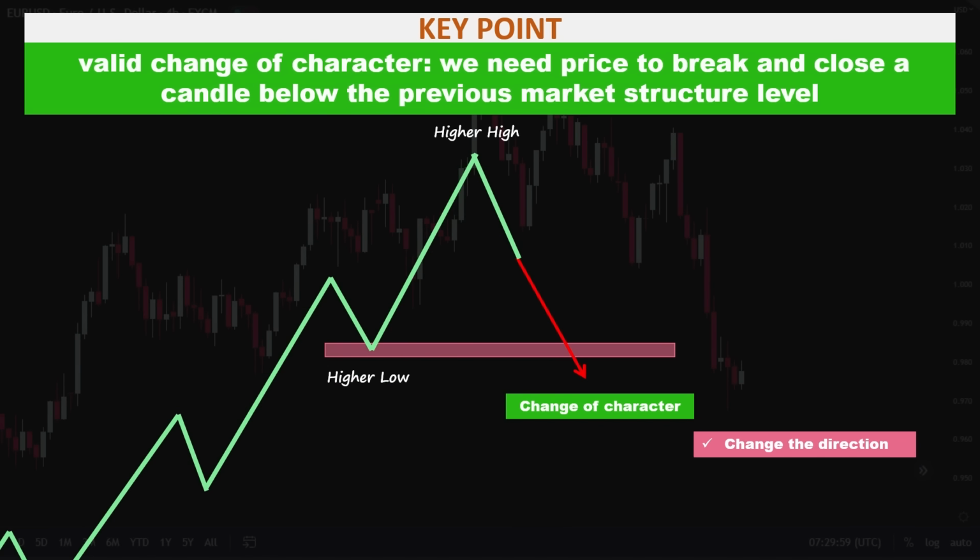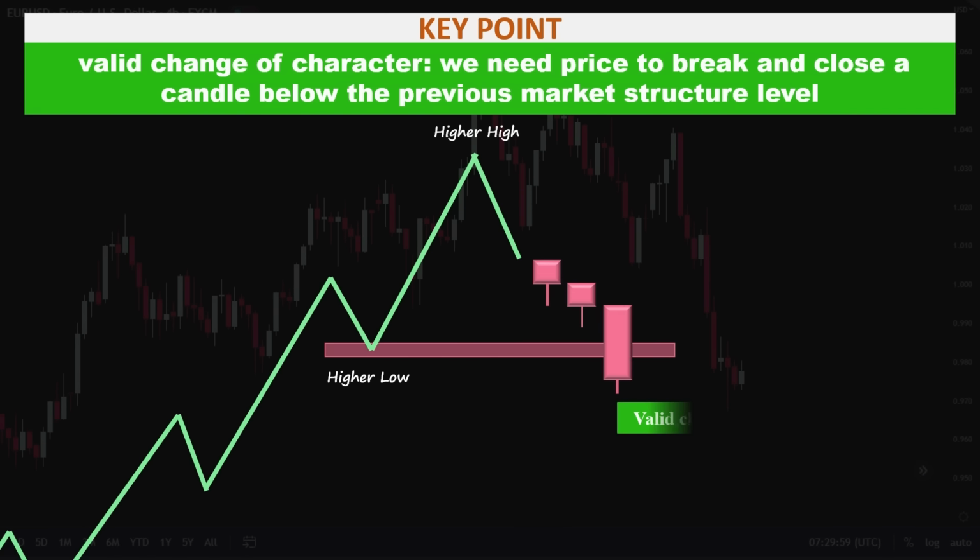The key point is, for having a valid change of character, we need price to break and close a candle below the previous market structure level. If price breaks the most recent structure with a shadow and closes back into the most recent structure's range, then our change of character is invalid. The same concept applies to the bearish scenario.